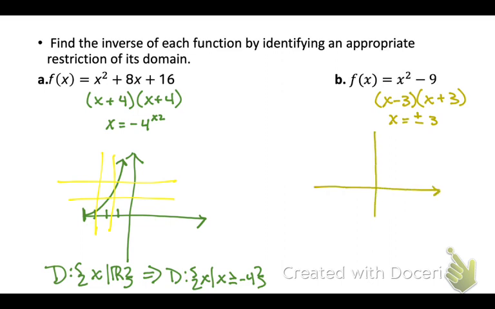So we're 1, 2, 3, 1, 2, 3. So I have a 0 here and a 0 there. We know that it opens up because that's positive, but we need to know its vertex, don't we?